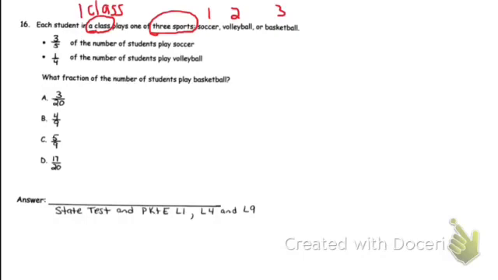I numbered them myself. Okay, again, in my first bullet, it tells me how many people play soccer, and I said up top that that is sport number 1. My second bullet says 1/4 of the number of students play volleyball, and if I look up top, I said that volleyball is sport number 2. The question wants to know what number of the students play basketball, and I said that basketball, if I look up top, is sport number 3.